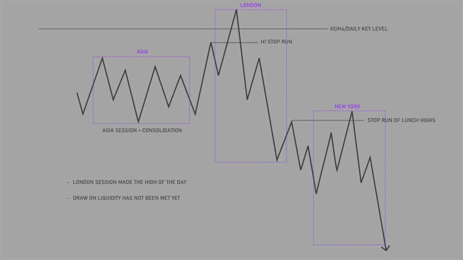Also, not only do you want to see price not taking out the higher time frame draw on liquidity, you also don't want London session to be overextended. Let's say, for example, London session has traded for like 70-80 pips, then New York session will most likely be a consolidation or retracement profile, because as you guys know, in market profiles, expansion always leads to consolidation, right? And you obviously don't want to be trading a consolidation if you expect New York session to be a continuation profile.